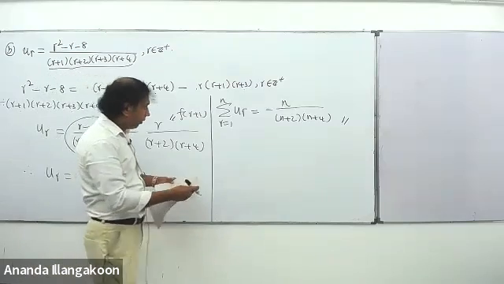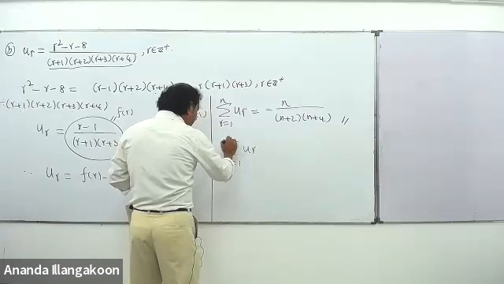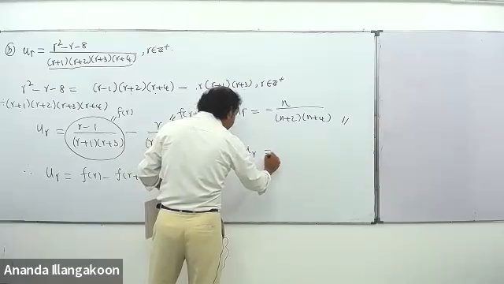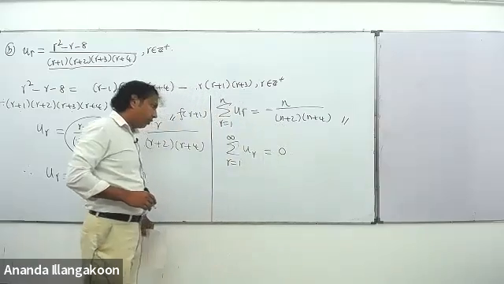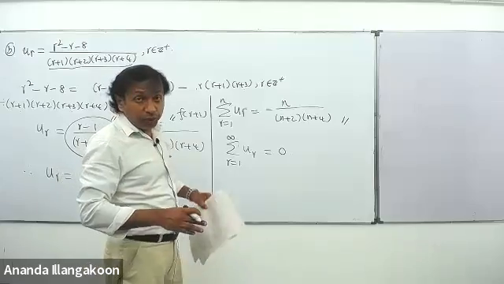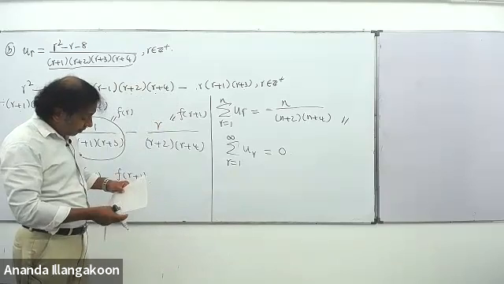Yes, convergent, right? Sigma U_r, r going from 1 up to infinity. When you take it that way, people, this answer is coming 0, right? That means convergent. 0 is a real number, no? Right, convergent. Now what is next asking?